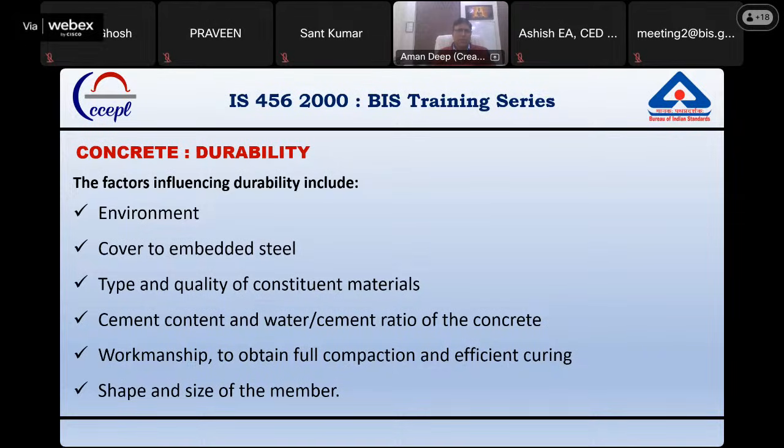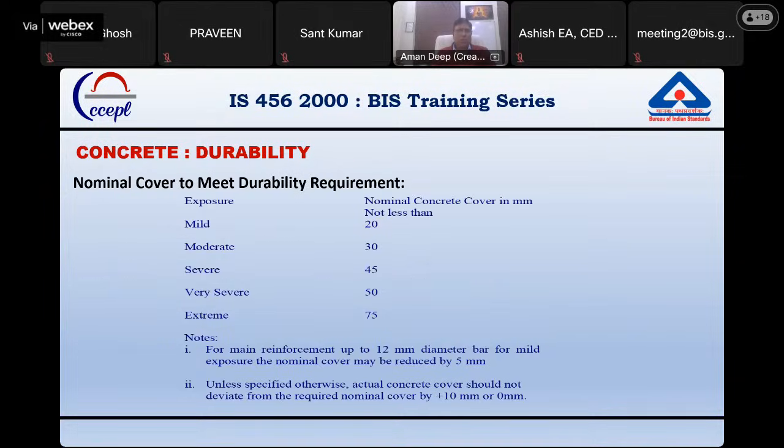Then again, the very important aspect for durability is the workmanship, proper compaction, efficient curing. All these things are taken care, then your deterioration will be very, very slow and you will have very high durability. And shape and size of the member also plays an important role in durability. The cover, as we are discussing, the environment conditions are very important.